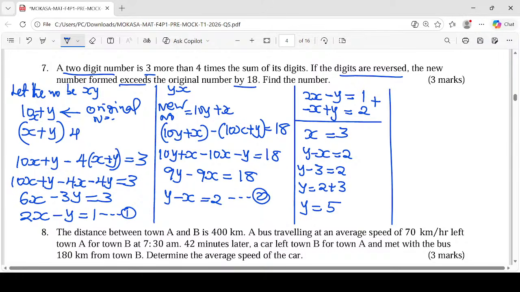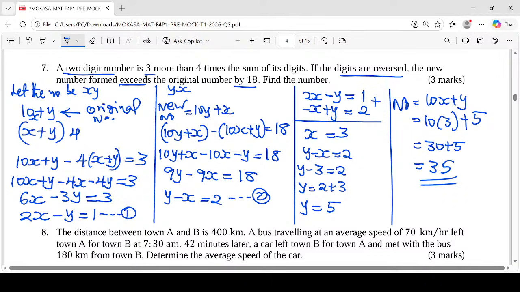Our number was 10x plus y. So it was 10x plus y, which will now be 10 into x, which is 3, plus y, which is 5. This is 30 plus 5 to make the number 35. Our number was 35 for that particular question, 35.